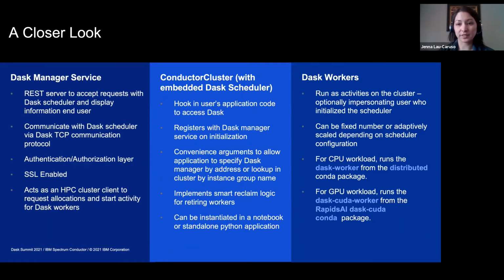The Dask workers themselves run as what we call activities on the cluster. So they can be defined to occupy either one slot, which typically would map to one CPU or GPU, or they can be defined to occupy more than one slot, depending on the workload requirements. They can also be defined to be CPU or GPU, and the Dask manager will handle toggling which Dask worker command needs to be started in either case.